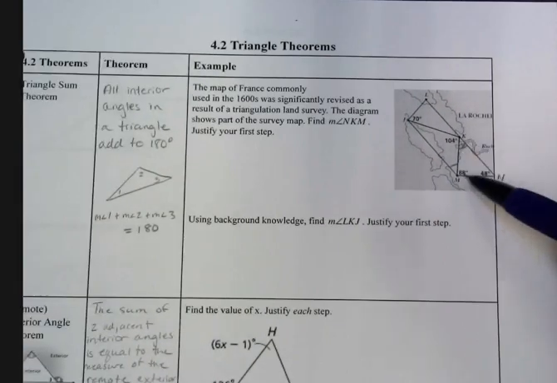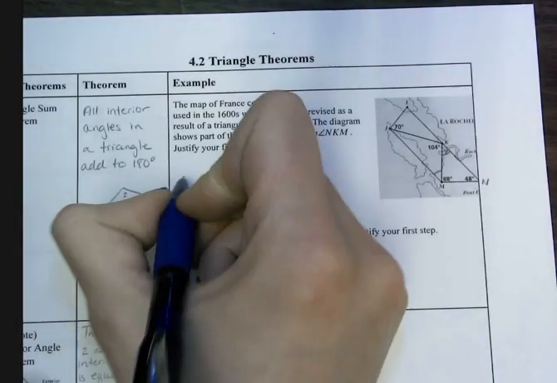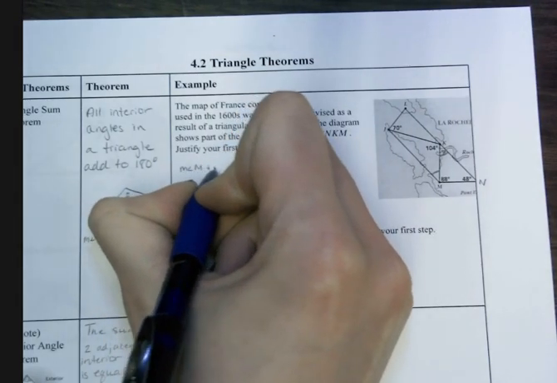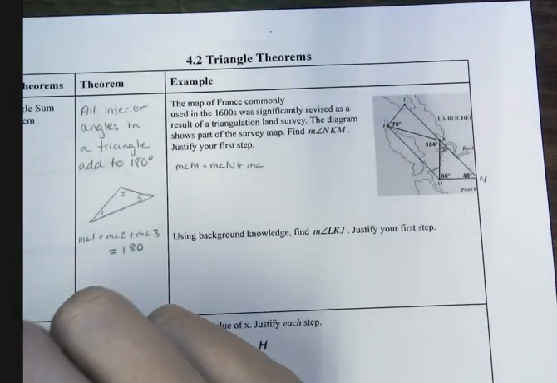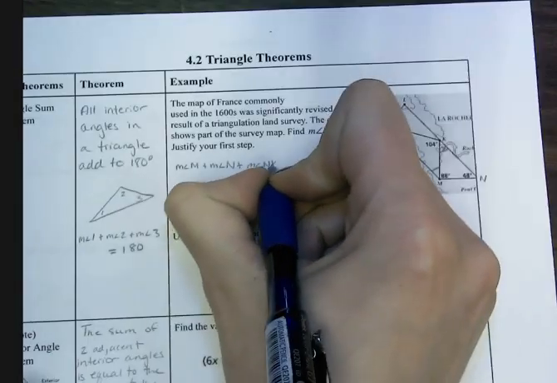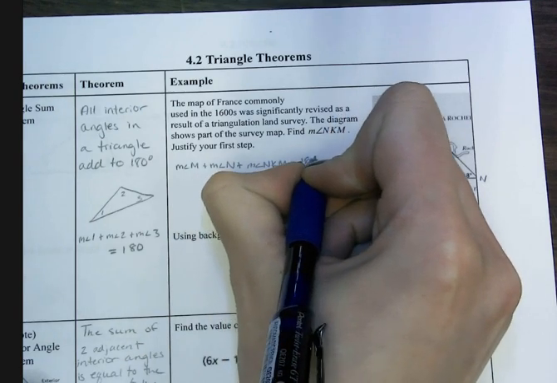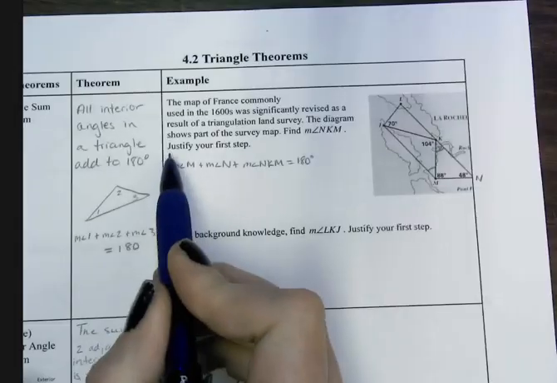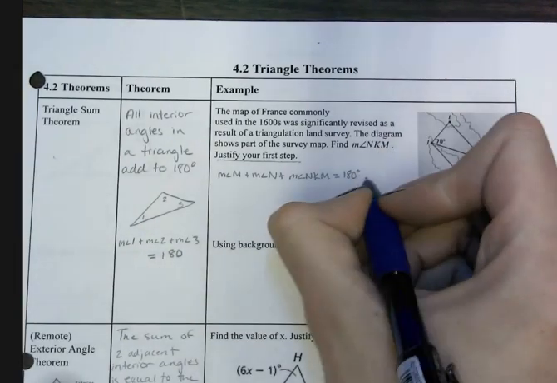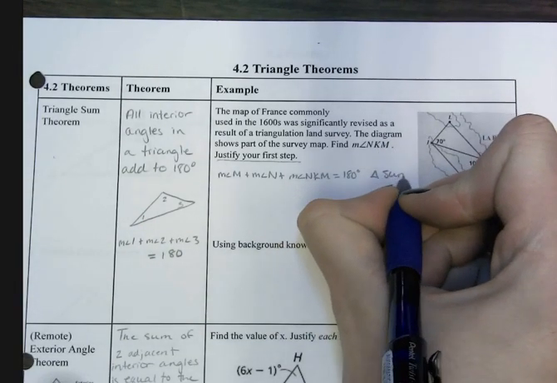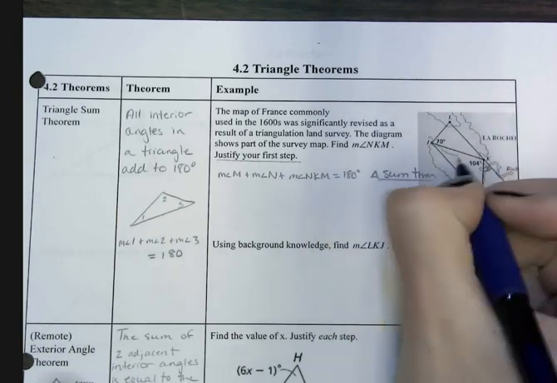I know that all three of these angles have to add up to be 180 degrees. So I've got the measure of angle M plus the measure of angle N plus this guy, and I'm going to use three letters to name that so I know which part of K I'm referring to. I'll name it the measure of NKM. I know that has to add up to be 180 degrees. When they're asking me to justify my first step, the reason I'm setting that up is because of the triangle sum theorem that says they all have to add up to be 180 degrees. So I'm going to call that the triangle sum theorem. That is my justification right here.